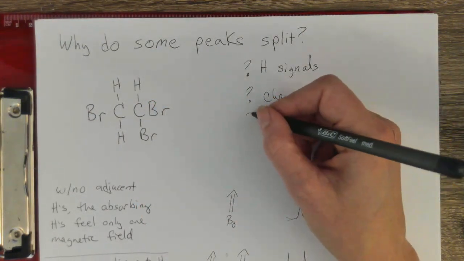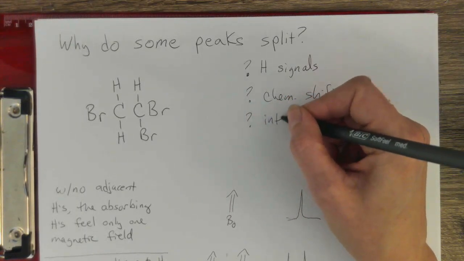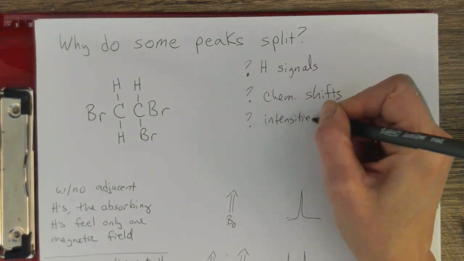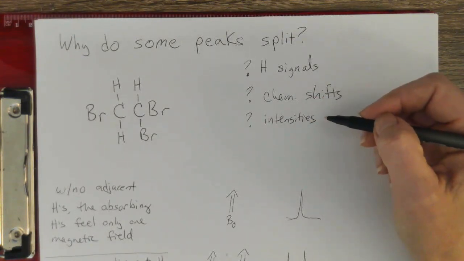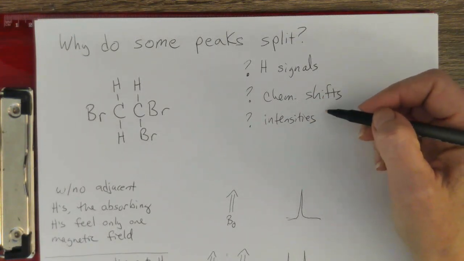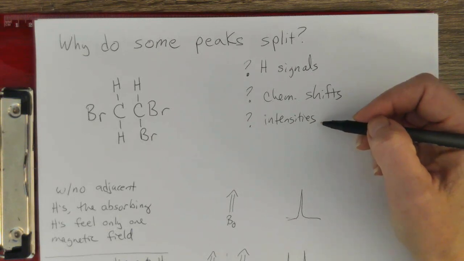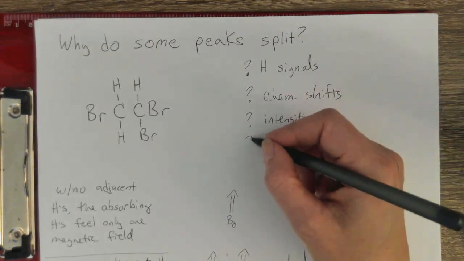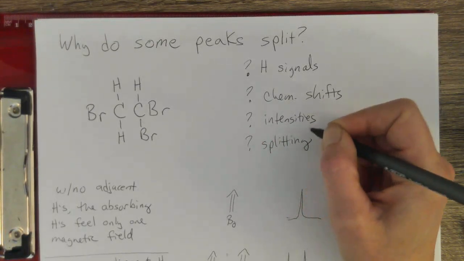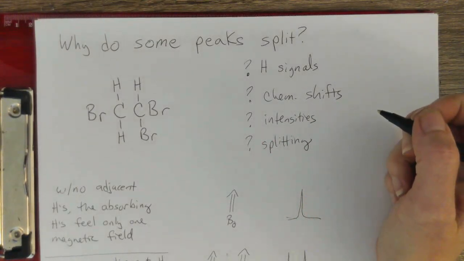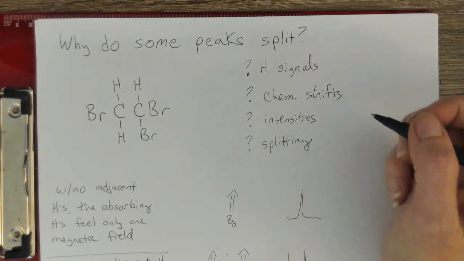And then we can look at the intensities, the areas under the peaks or under the signals, and that tells us the relative number of hydrogens, and we're comparing that to the other areas under signals. And then the splitting. Okay, so this is just a little bit of a review from our previous videos.